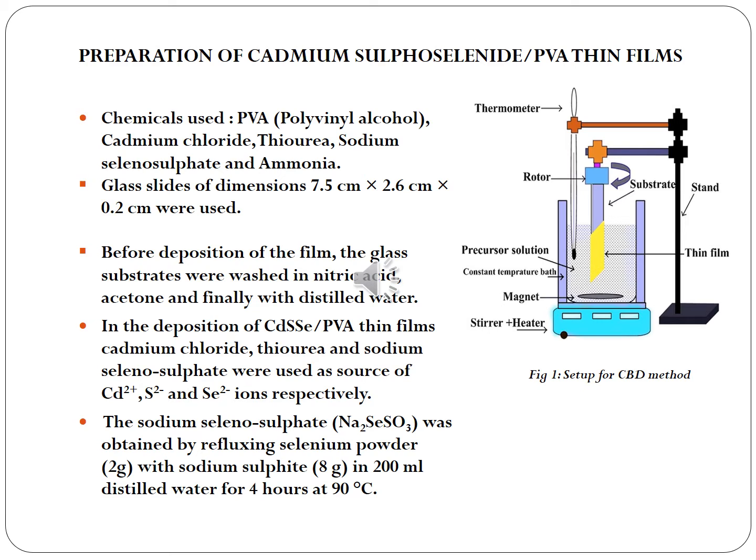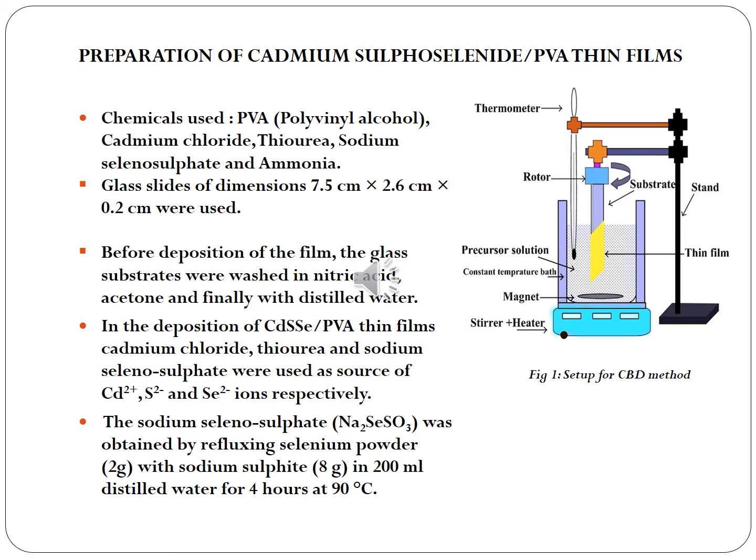Preparation of cadmium sulfoselenide PVA thin films. The chemicals used were PVA, cadmium chloride, thiourea, sodium selenosulfate and ammonia. Here in this figure we can see the setup of the CBD method. Glass slides which are used were of dimension 7.5 cm by 2.6 cm by 0.2 cm respectively. Before the deposition of the film, the glass slides were very carefully washed in nitric acid, acetone and finally with distilled water.